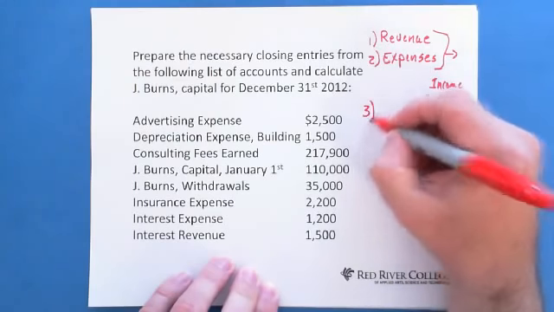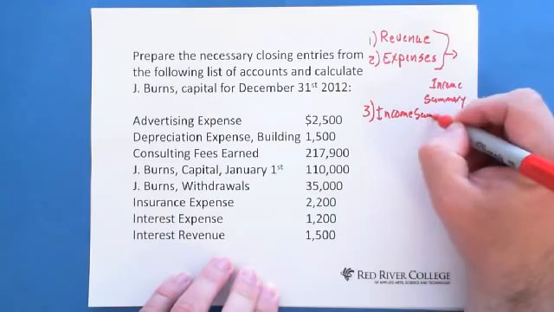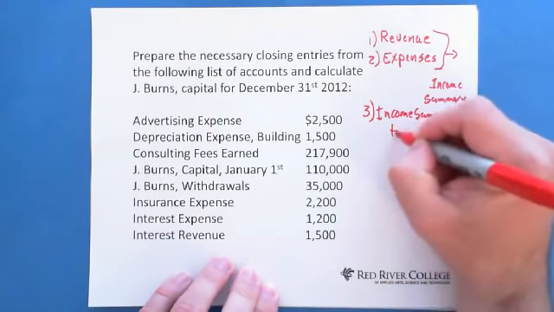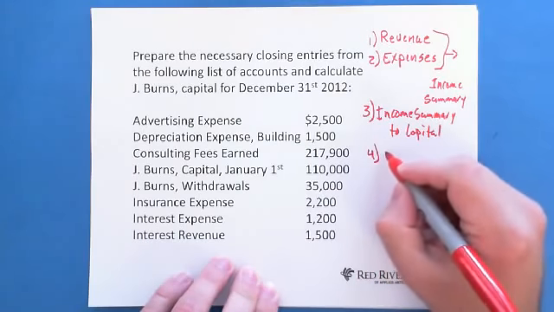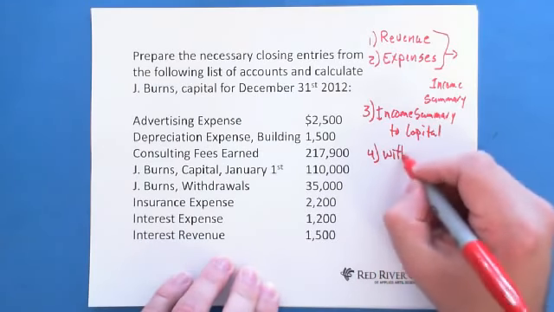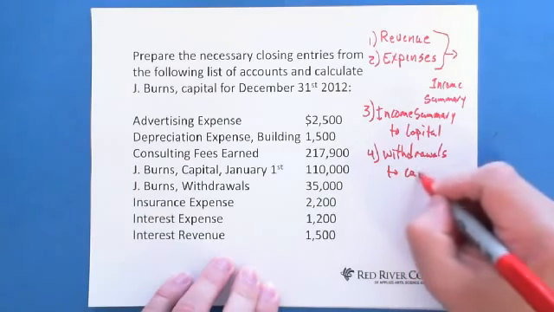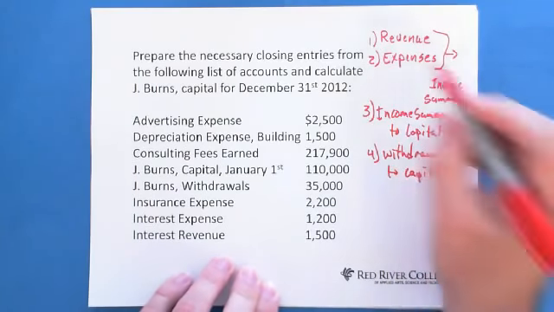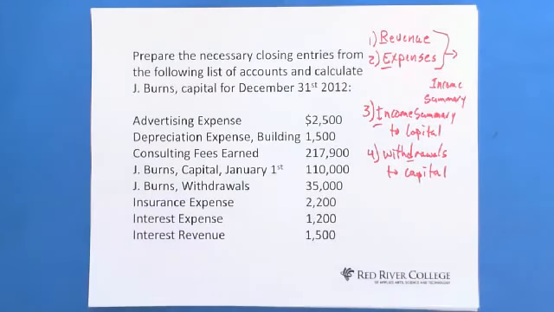And the third step is to close the income summary. And we close the income summary to capital. And then the final step is to close the withdrawals. And this also goes to capital. So that's our 4 steps. REID. Revenues, expenses get closed to the income summary, gets closed to capital, and then withdrawals gets closed to capital.